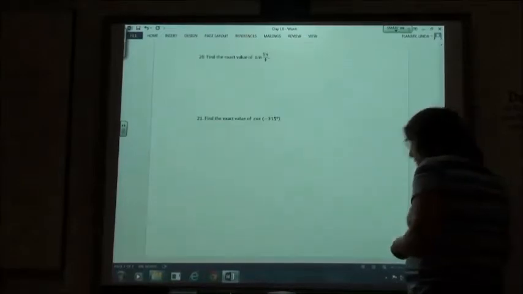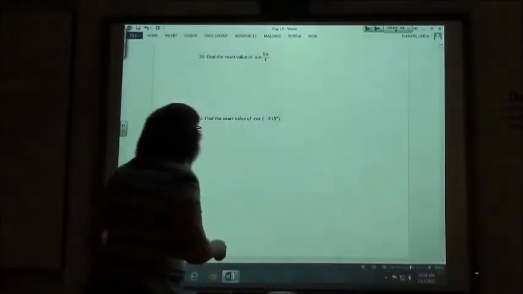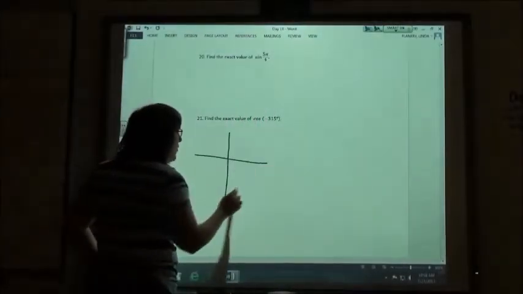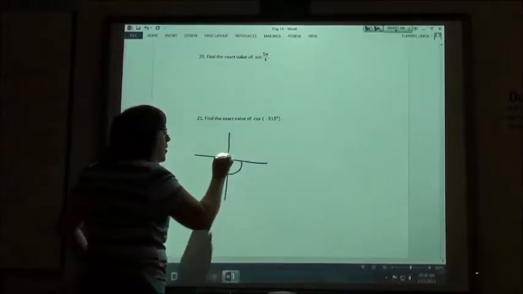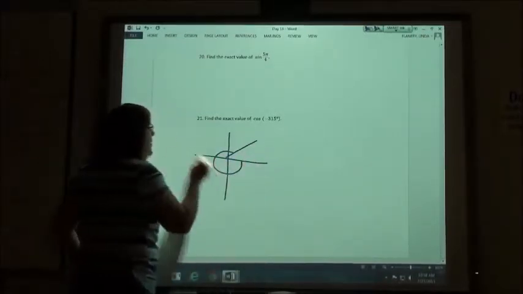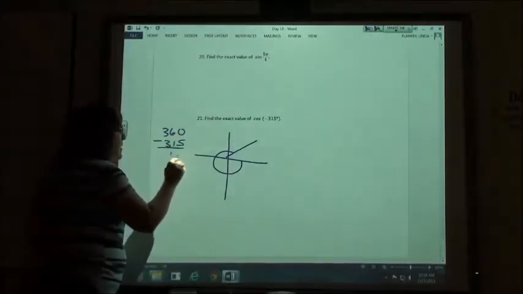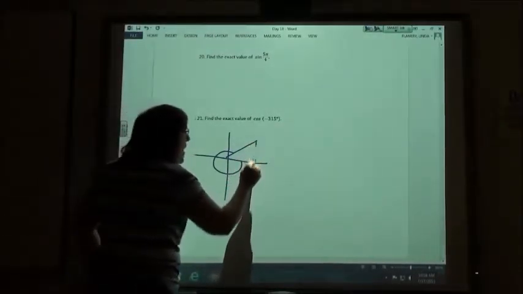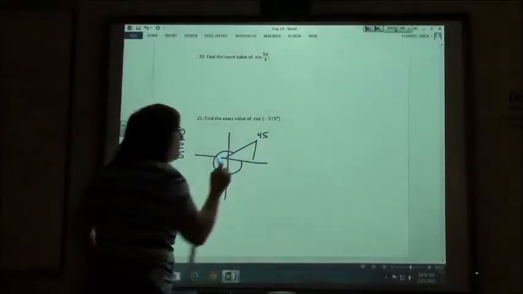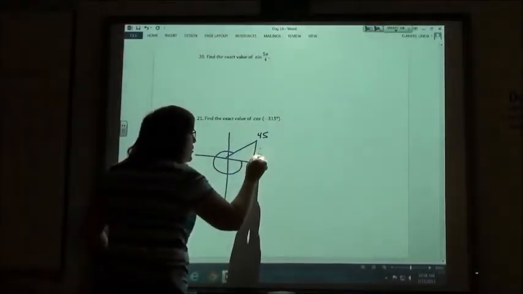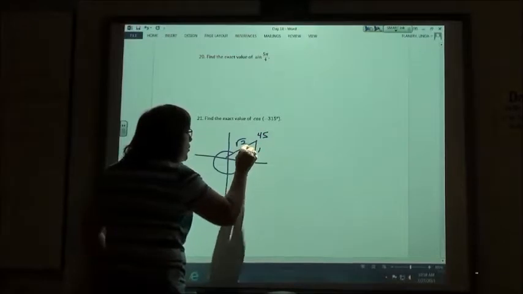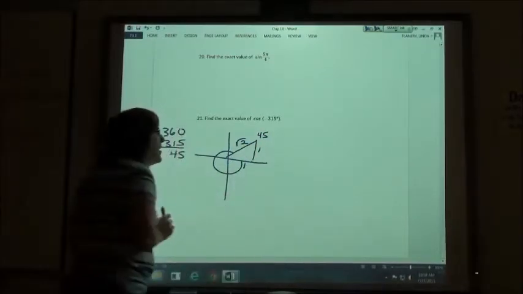Number 21, they gave it to us in degrees, but it's negative degrees, so negative 315 degrees means you're going backwards. If I take 360 and subtract 315, that gives me a 45 degree angle. So again, we've got that 45, 45, 90. So 1, 1, and the square root of 2, that's positive, that's positive.